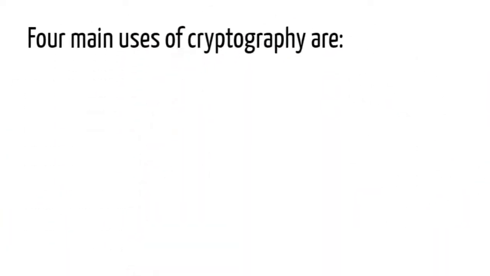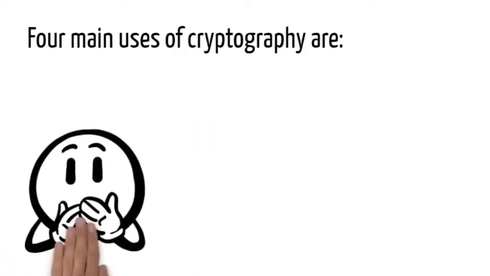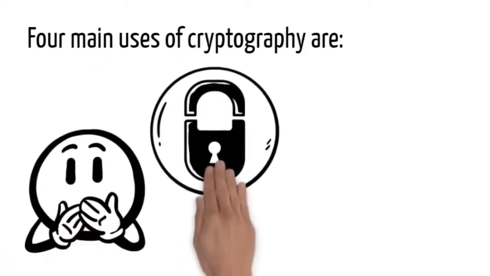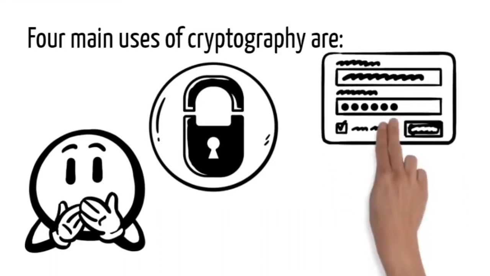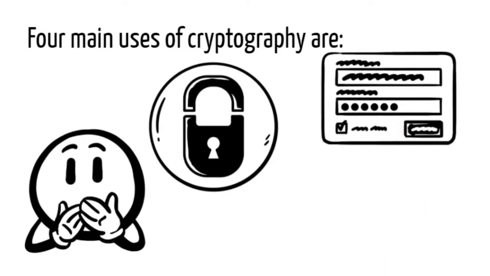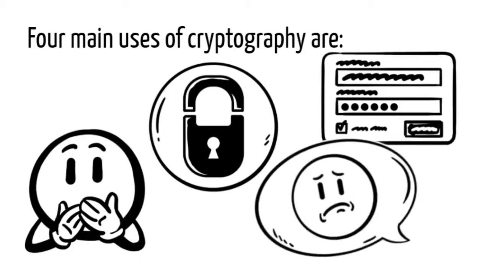The four main uses of cryptography are: 1. Secrecy. Nobody else can see the plain text. 2. Data integrity. The data has not been changed, deleted or inserted. 3. User verification. This is the person they claim to be, and 4. Non-repudiation. The sender cannot later deny sending the message or its content.